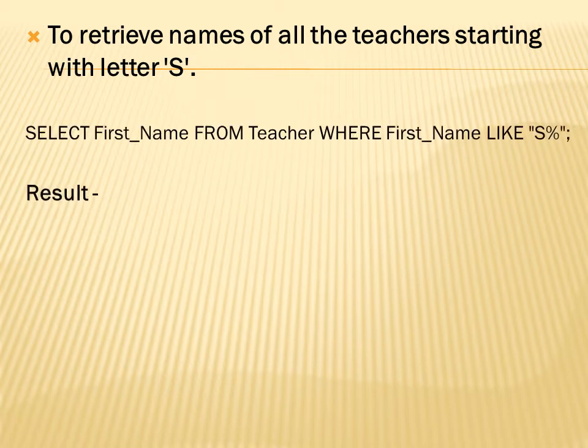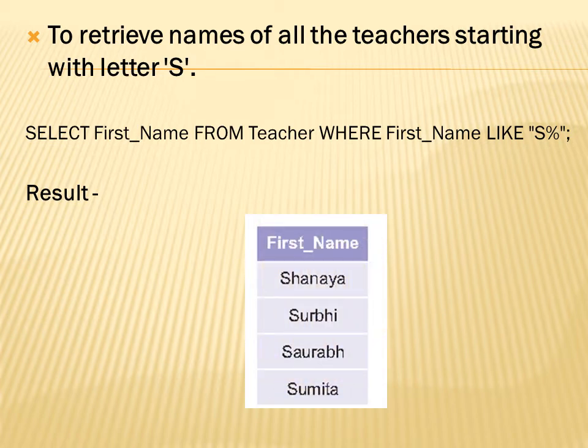So this is the command: select first name from the teacher list where first name like, you have to use the word like, and in double quotes "S%", because you want to find the name starting with letter S. If suppose it was with letter A, then in place of "S%" you write "A%". Okay, so whichever letter you want to find out, that letter you will mention in place of S. Okay, so this is the result you will get. All the names of the teachers whose name starts with letter S will be mentioned here.